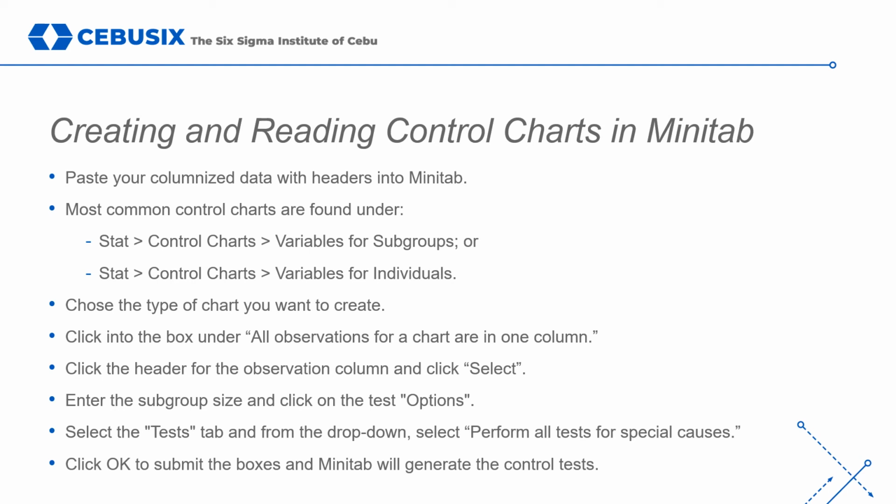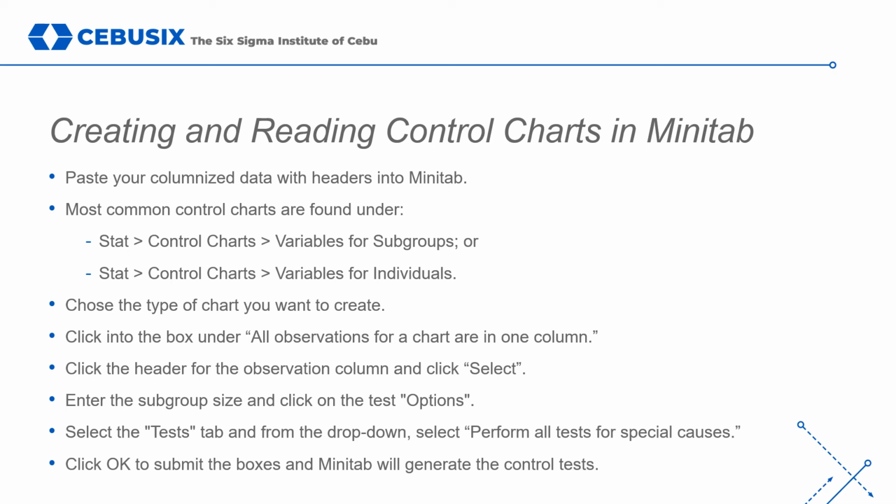In the X bar and R Options dialog box, click Test, and in the drop-down menu on the Test tab, select Perform All Tests for Special Causes. This option tells Minitab to perform all the control tests covered by the 8 Nelson rules. If a data point or series of data points on the control chart fails any of these tests, Minitab will highlight them in red, making it easy for Six Sigma experts to tell if a process might be out of control. Click OK on the Options dialog box, click OK on the X bar and R chart dialog box, and Minitab generates a chart and a text description for any failed control test.